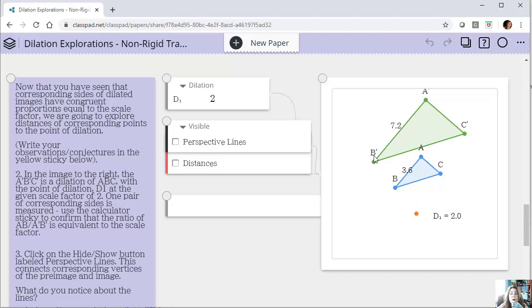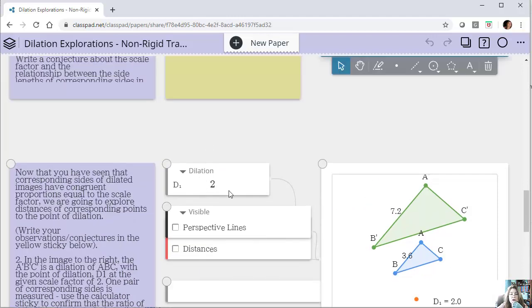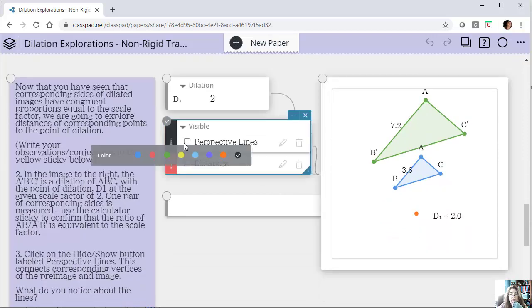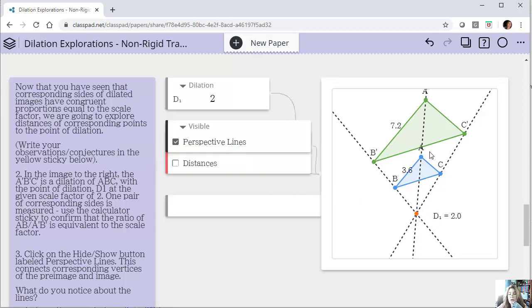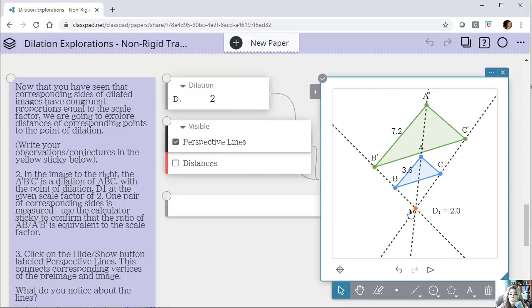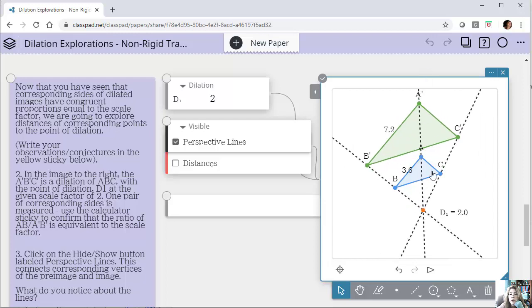And now we're going to look at some other things. So they're going to play around with this. They're going to be able to change the dilation here. So like ideas of how could you find this point of dilation if you didn't actually have it, but you had the image and the pre-image. And so they're going to basically explore. We've connected each corresponding vertex to each other, and what happens is they all seem to go through this point of dilation. Well, that's a really cool thing.